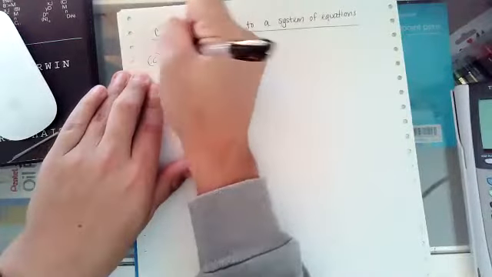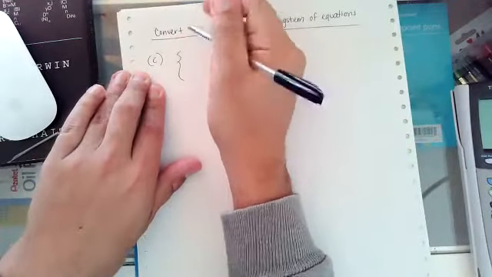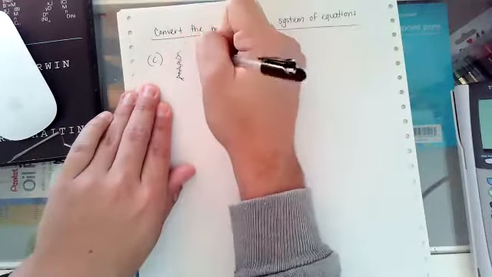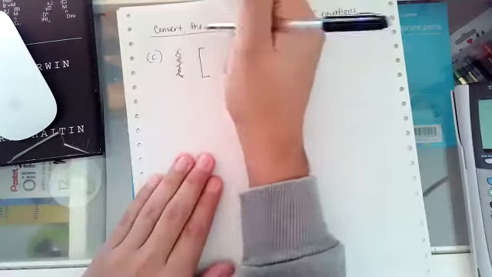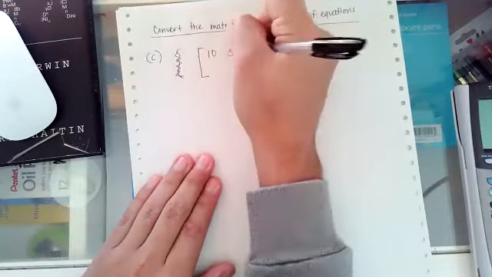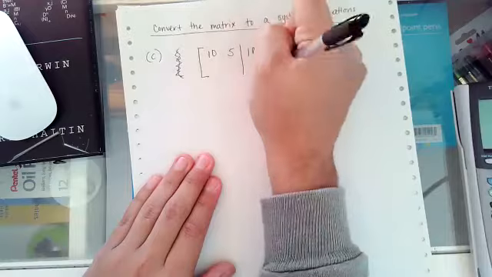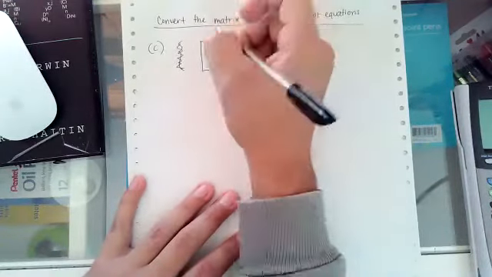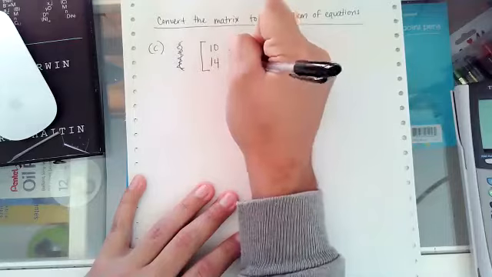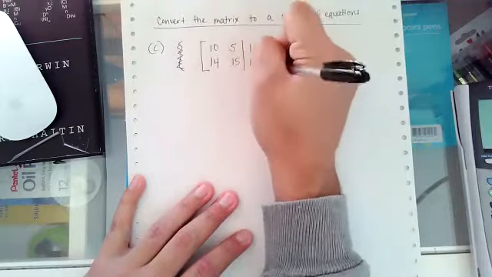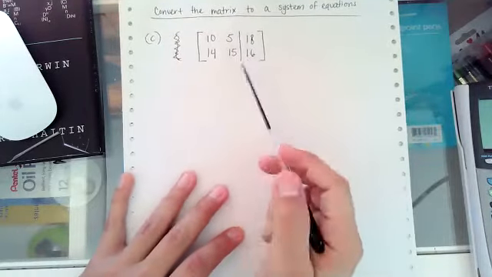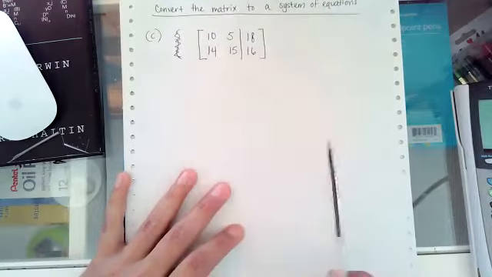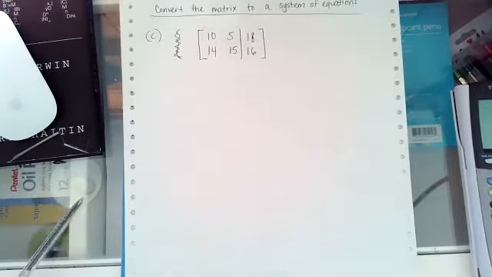So let's call this C, and I don't know why I did this brace. Let's go ahead and give you a matrix with 10, 5, and 18 on top. That's an 18. Now it's an uglier 18. And then 14, 15, and 16. What would the system of equations that generates this matrix look like? I'll give you guys about a minute to throw that together.